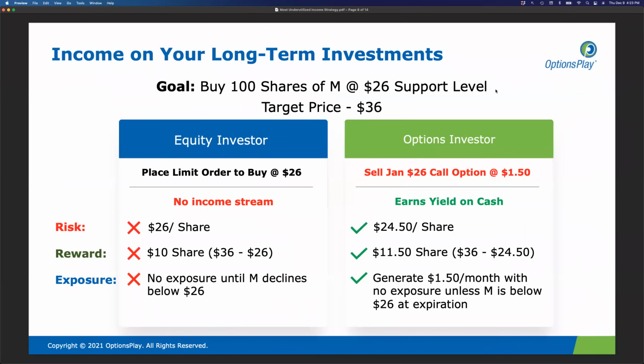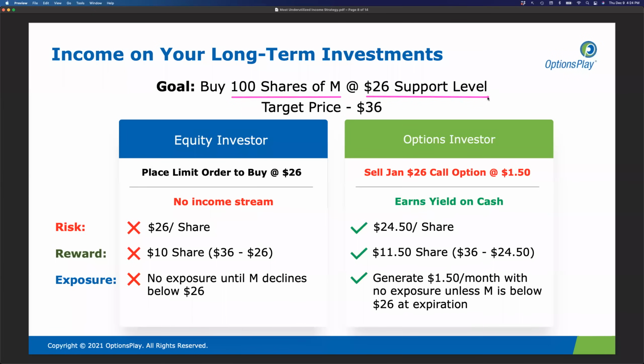Perfect. Okay, so let's talk a little bit about your long-term investments, right? And we're going to use Macy's as an example. This is just an educational example, but let's say I want to buy 100 shares of Macy's at this $26 support level. As I said, this is a stock that was trading at 36 bucks 2 weeks ago. It's pulled back significantly to that $26 support level. Maybe you think that now is a good opportunity to potentially get in.